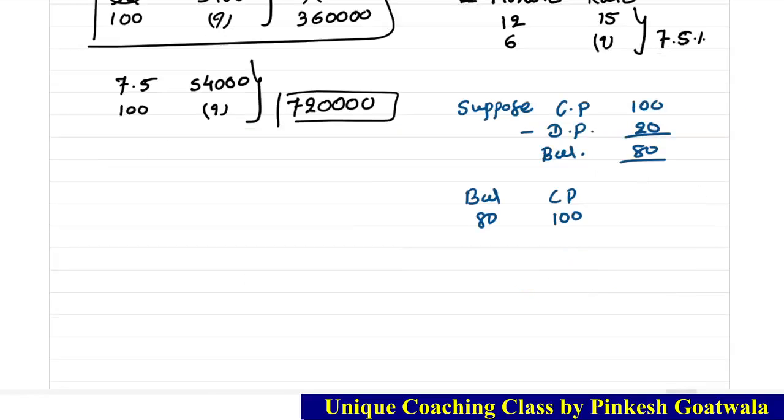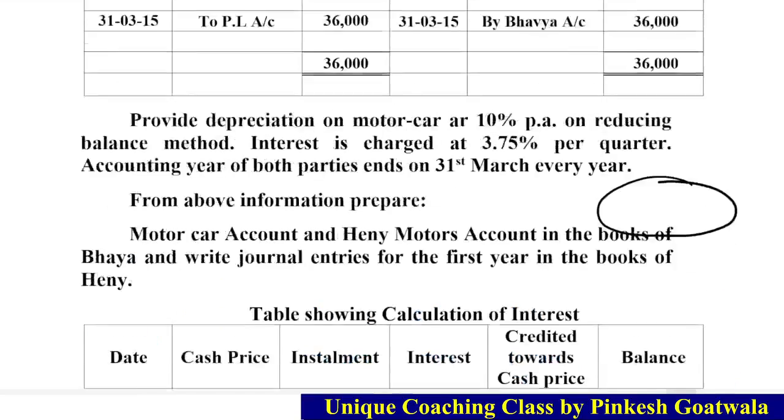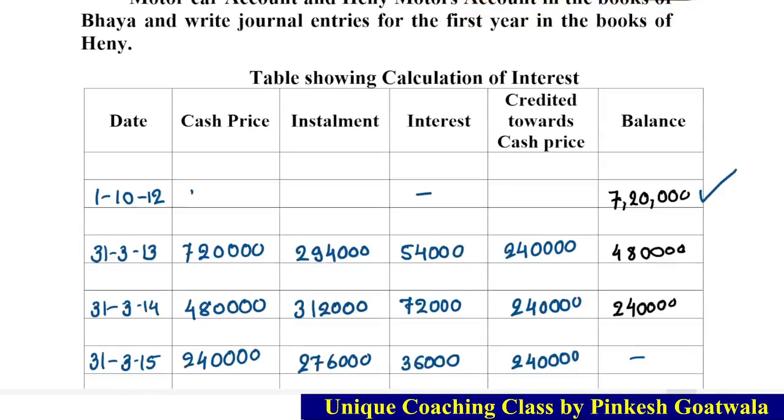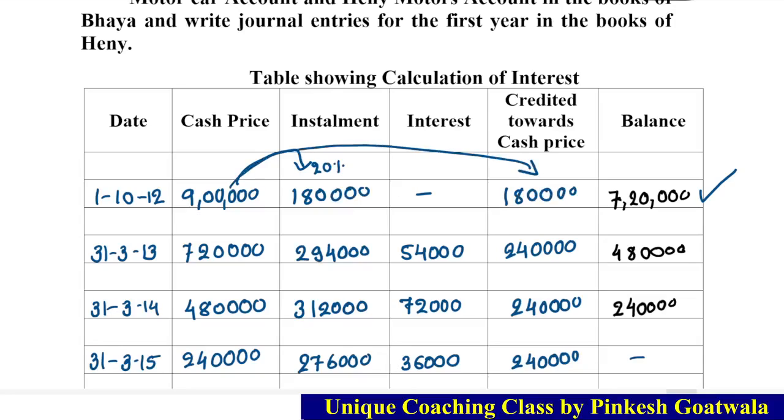So if balance is 80 when cash price is 100, here we have a balance of 720. Now it's the common point. I think this point comes now for the 4th or 5th time in this chapter. So 9 lakh is our cash price. Our cash price is 9 lakh, down payment is 20%, so 20% of 9 lakh, you will get 180. Interest dash here 180, and check 9 lakh minus 180, you will get 720.